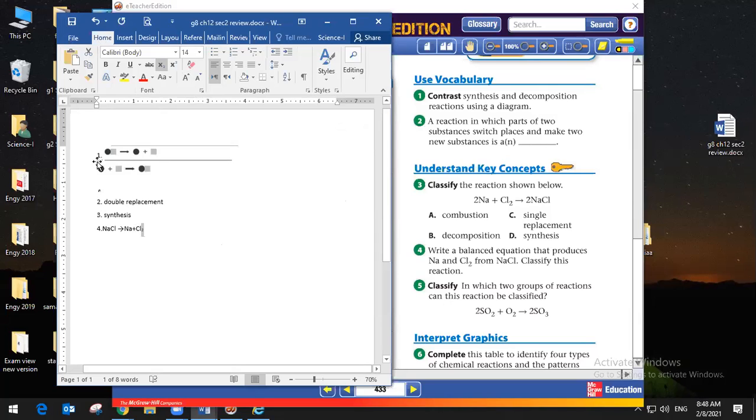How can we balance it? Yep, let's balance it. I'm with you, Ali. Add a coefficient. Where should we add the coefficient? Here, where? Before Cl. Actually, how many Cl do we have here, Ali?